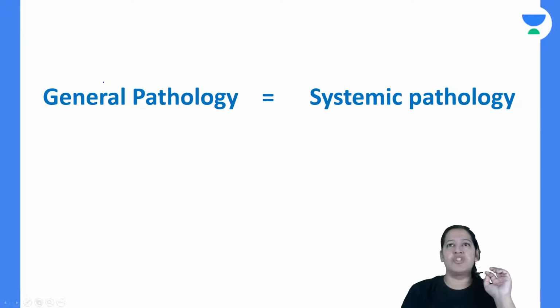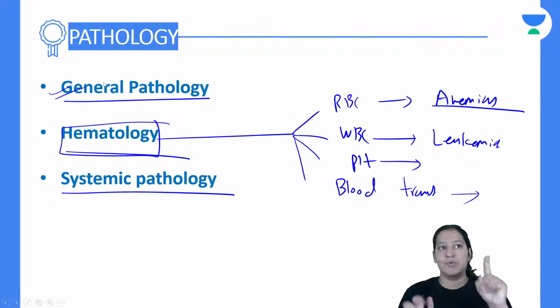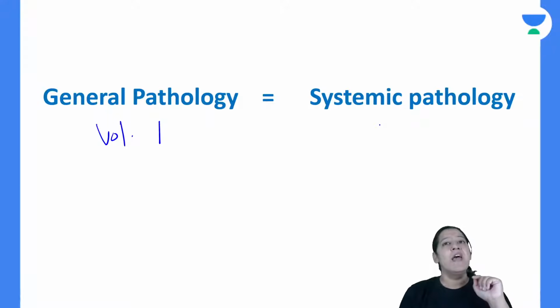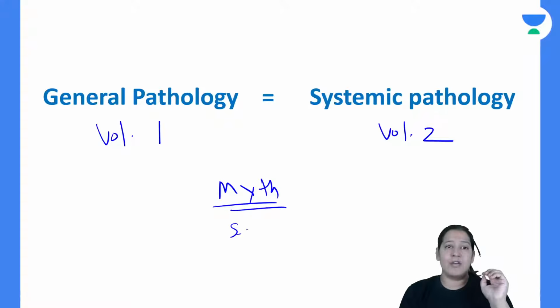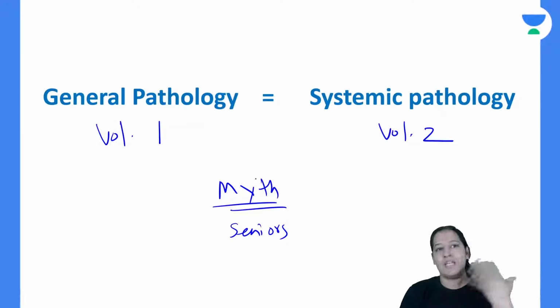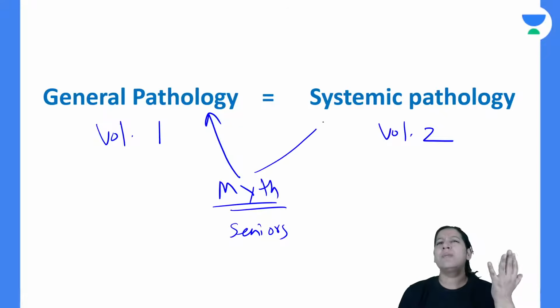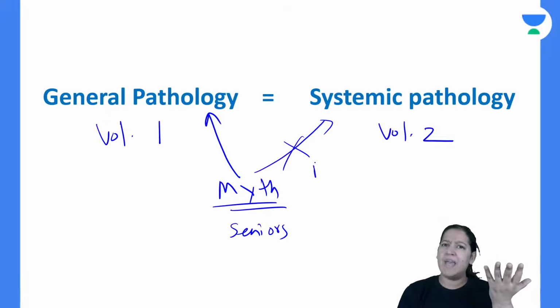Coming on general pathology. Okay, let me talk about general. Now, the biggest mistake students do. Your volume 1 of Robbins contains general pathology and volume 2 of Robbins contains systemic pathology. Now, it is a myth in most of the students. Seniors, I don't know why. Our seniors also told us that please read general pathology with detail. Don't go in the detail of systemic pathology. It is same as that of medicine.